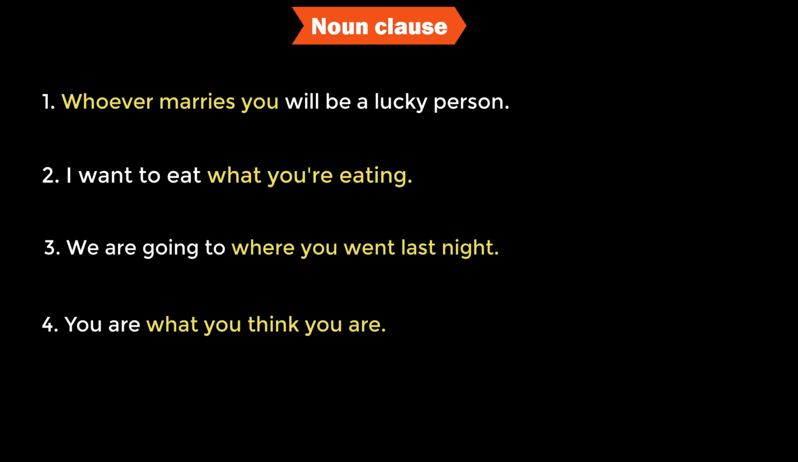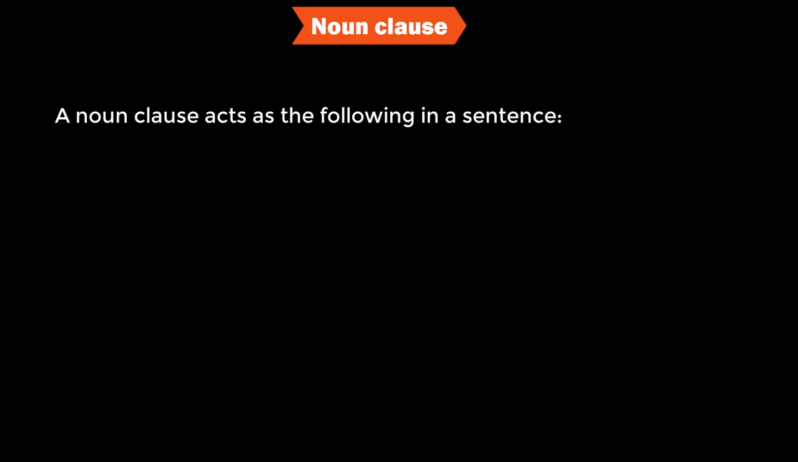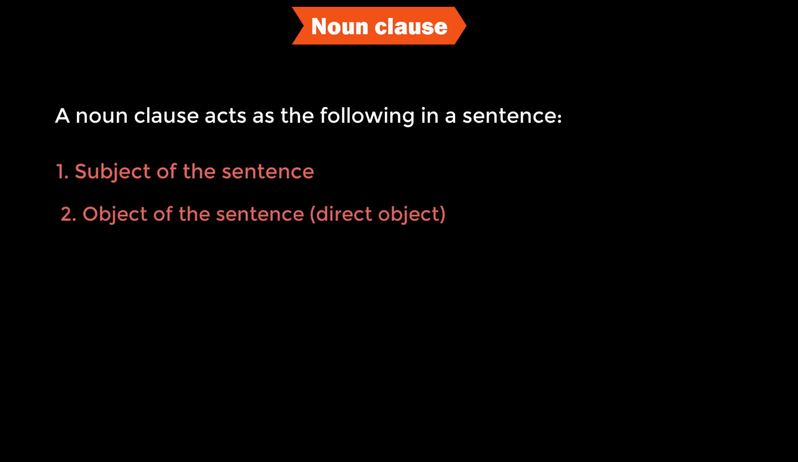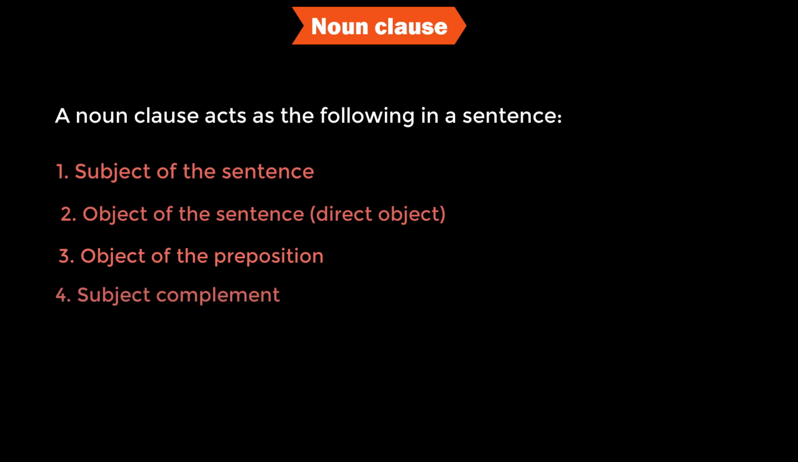So this clause, what you think you are, is acting as the subject complement. It is very important to understand that a noun clause does not stand on its own. It's a part of the sentence. It cannot stand on its own. It's not a sentence. It's a part. It's a fragment of a sentence. And a noun clause can act as the subject of the sentence, object of the sentence, object of the preposition, and the subject complement. Now let us take some examples and understand this.